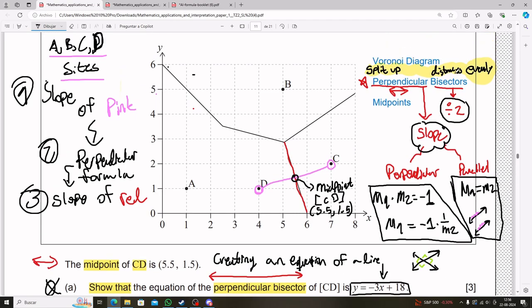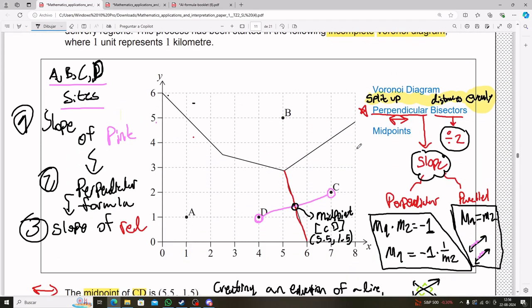All of this makes sense because you understand that you have a perpendicular bisector. You understand that the red line is perpendicular to the pink one. That is extremely important that you never forget. The Voronoi diagram is filled with perpendicular bisectors, and that helps you understand that you can get the slopes of all of these guys. See?